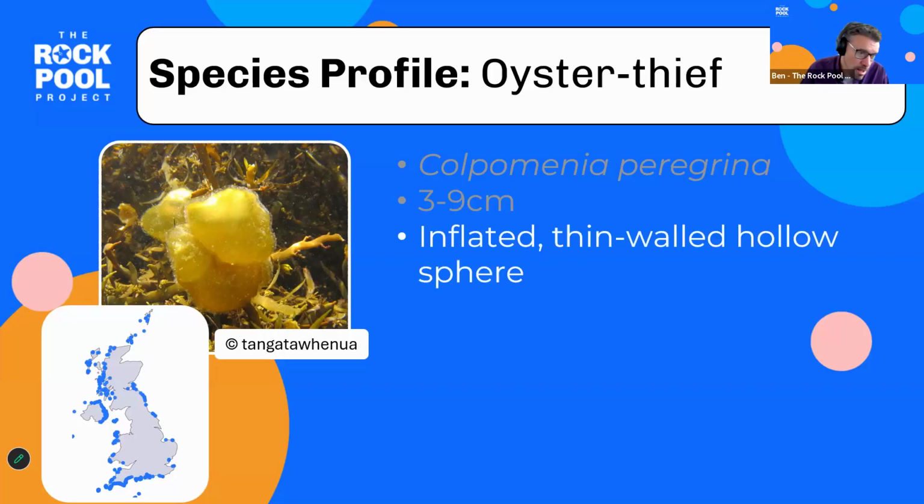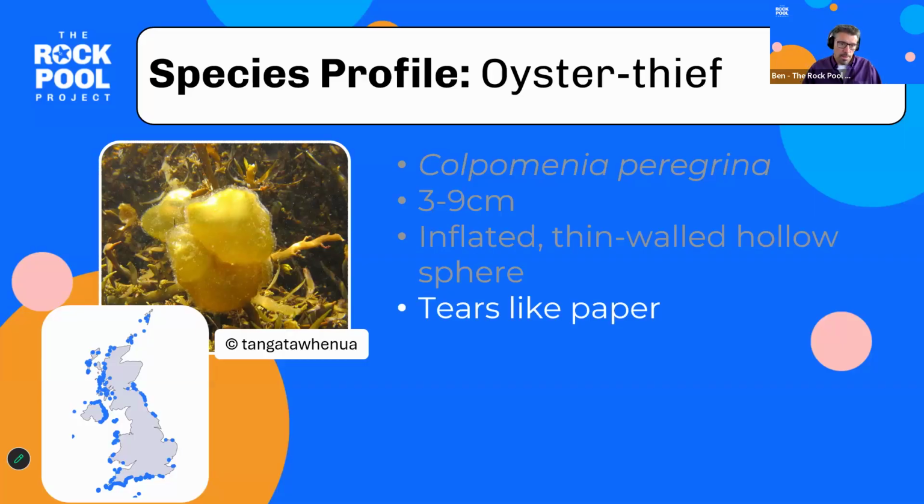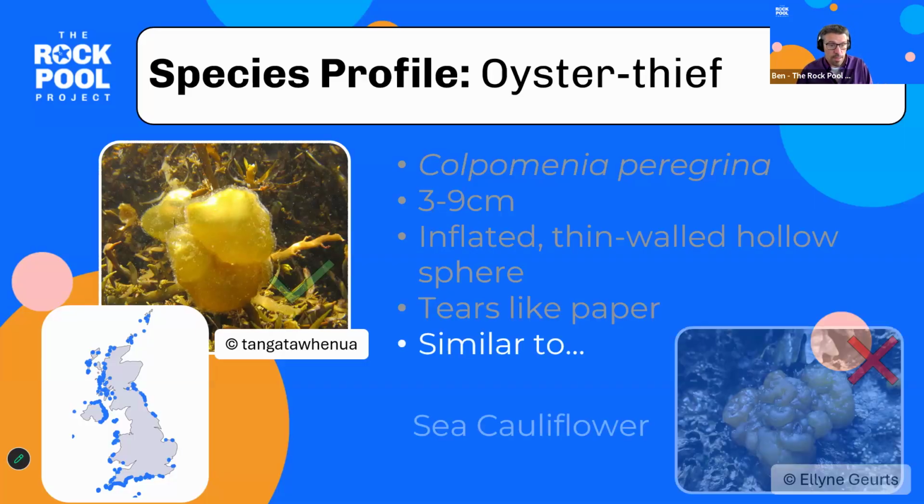And they have this very thin, papery wall to them. Quite an unusual looking seaweed. Often when taking new people out rock pooling, they ask me what the heck they are, not realizing they're seaweeds at all. That's what they are. They are a type of seaweed, and that papery tissue does tear just like paper does.